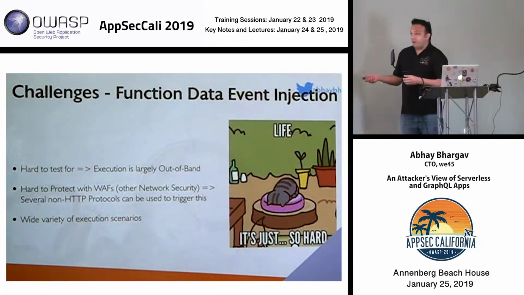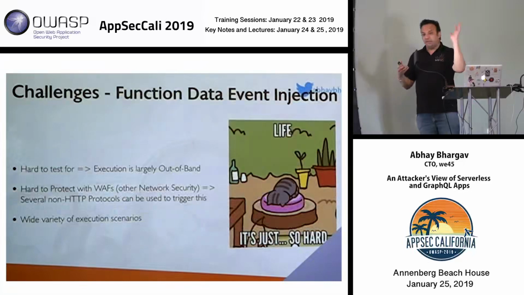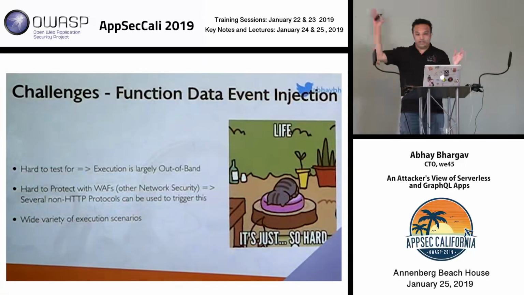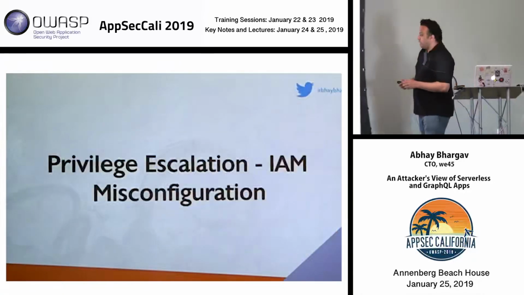You can't deploy WAFs and stuff in front of this simply because you don't really have the attack coming in over the API gateway. It's coming in over third-party sources, third-party notifications and events. So you don't really have WAFs that you can typically deploy for something like this.